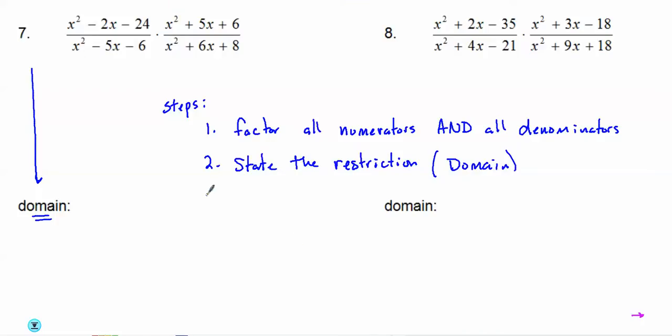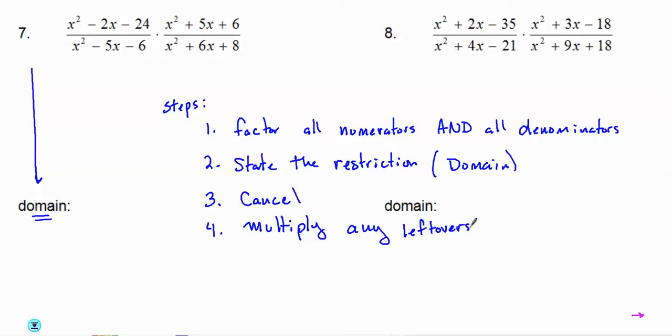All right? Step number 3 is to cancel. And that only happens if you have a factor in the numerator that is the same as a factor of the denominator. All right? And step number 4 would be to multiply any leftovers. These are the steps we're going to follow again and again and again.